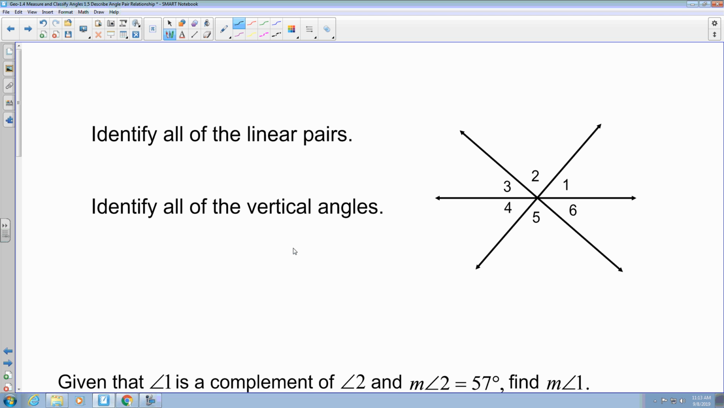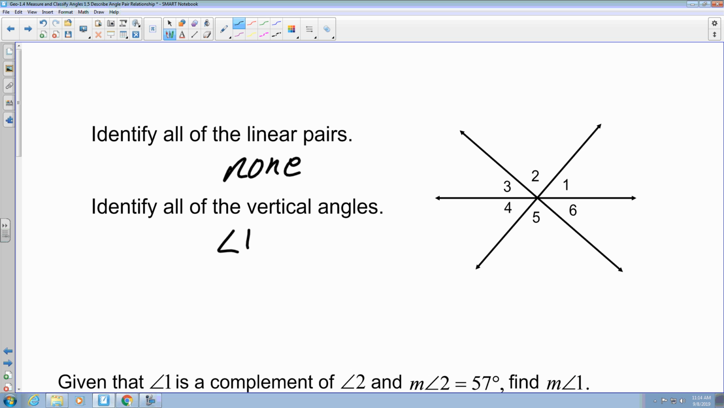Linear pairs are anything that, like this, would make up a 180, or this would make up a 180, but it requires more than two angles to do it. So to answer the question, there are no linear pairs in this diagram, but there are in fact vertical angles. There are actually three pairs of vertical angles.